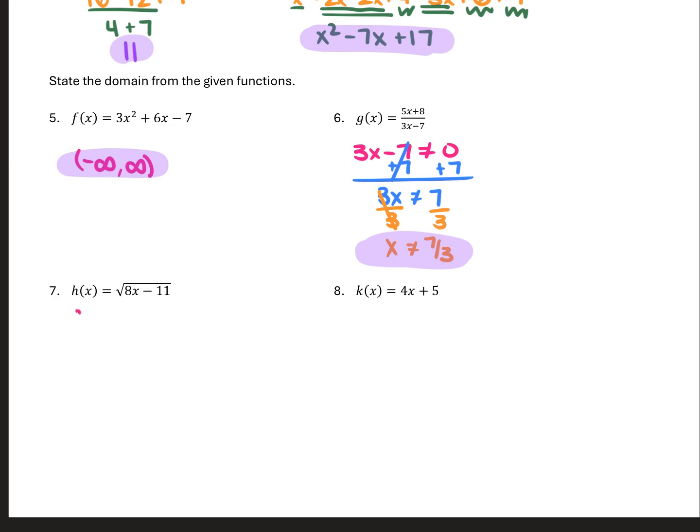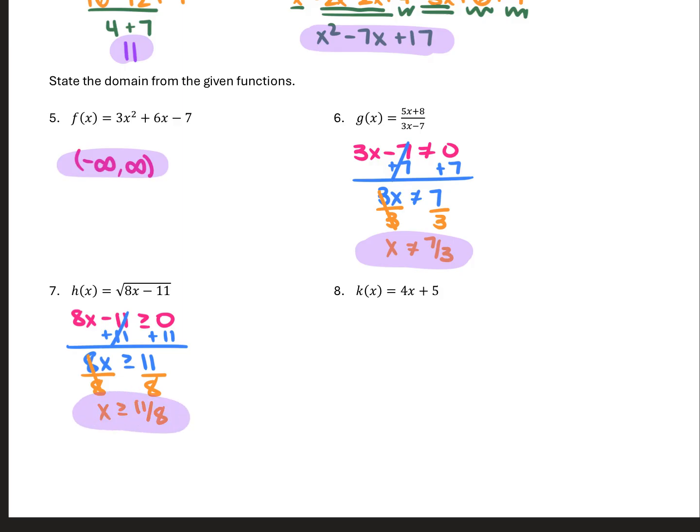So you're going to take that 8x minus 11, set it greater than or equal to 0, and solve for what x can be. Move your 11 over, adding it to both sides. That gives you 8x is greater than or equal to 11. Then divide each side by the 8, and you have that x is greater than or equal to 11 over 8. That's the only thing I'm looking for.